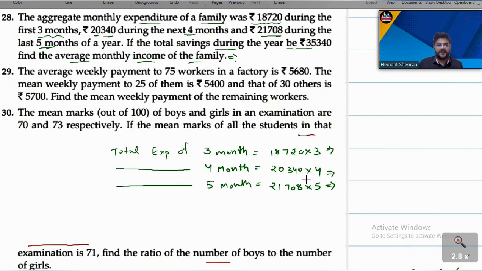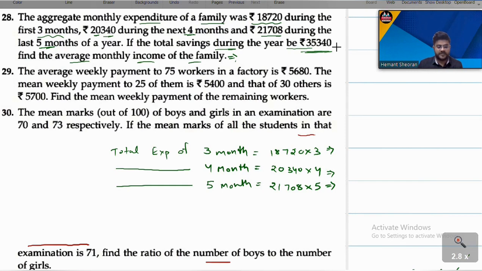Then what else can we do? We can add up all these numbers. So that is the expenditure of 12 months. And this is given as the saving per month, so you can multiply it by 12. Then you will get the total saving of the whole year. Then add those values, and if you find the average again by dividing it by 12, you will get the average monthly income for the family. Get it?